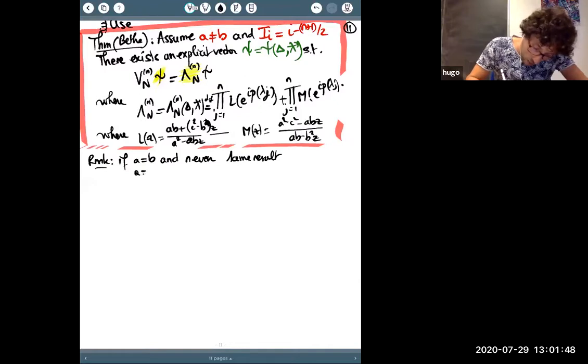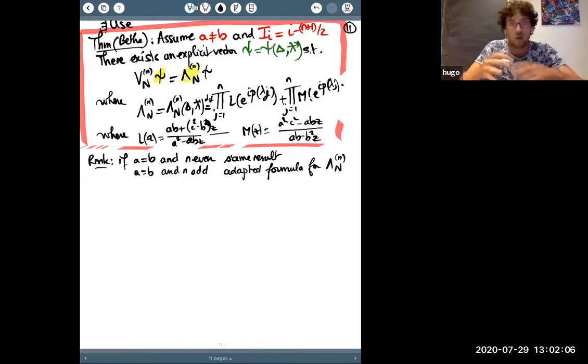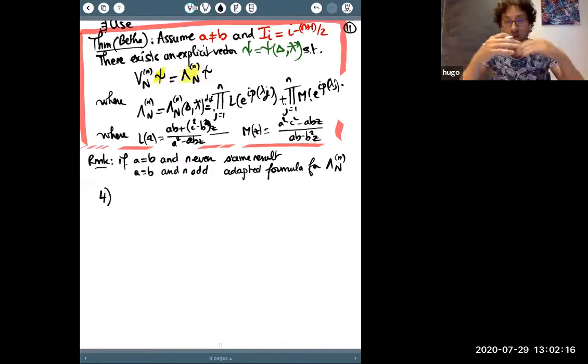And if A is equal to B and N is odd, in fact, there you need to adapt a little bit the formula for lambda capital N. Okay, you get another formula, a little bit more complicated, but you still get an explicit formula. So this was the third step of the Bethe Ansatz program, which is to give this recipe to have what looks like an eigenvalue and an eigenvector.